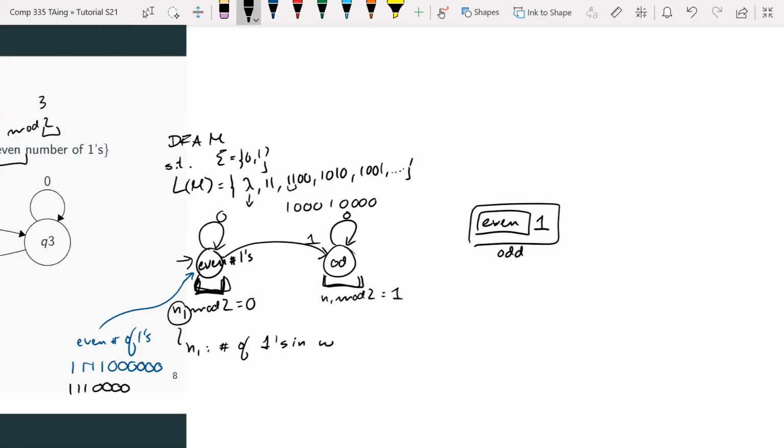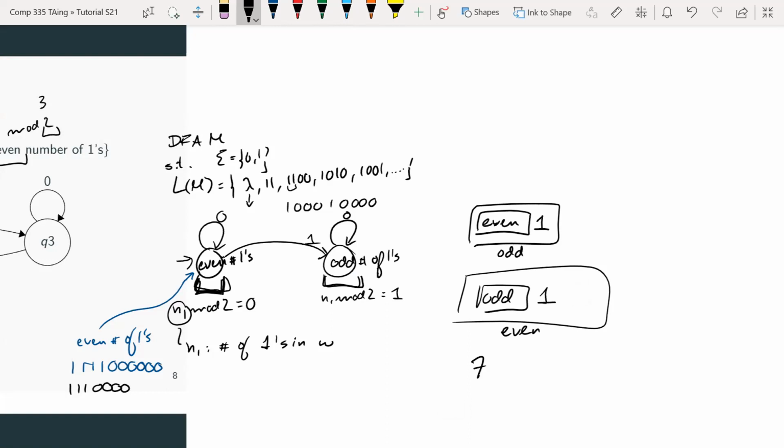So now I'm at an odd number of ones. What happens if I read a 1? That means I add an extra 1 to the odd number of ones, so in total I now have an even number. Because remember, if you have an odd number like 7 plus 1, this gives you an even number. So if I'm in the odd state and I read a 1, I can go back to the even state.